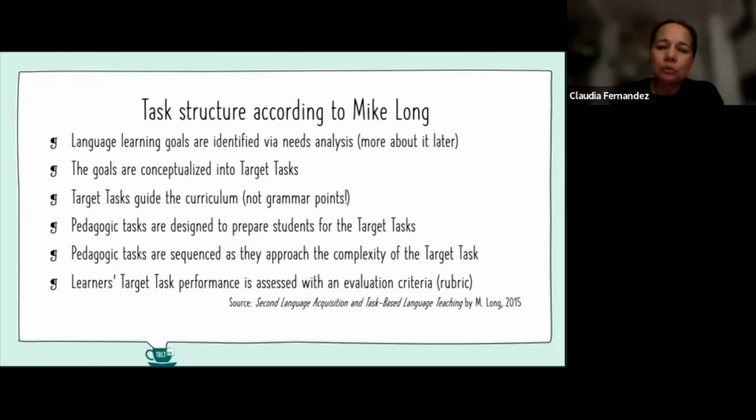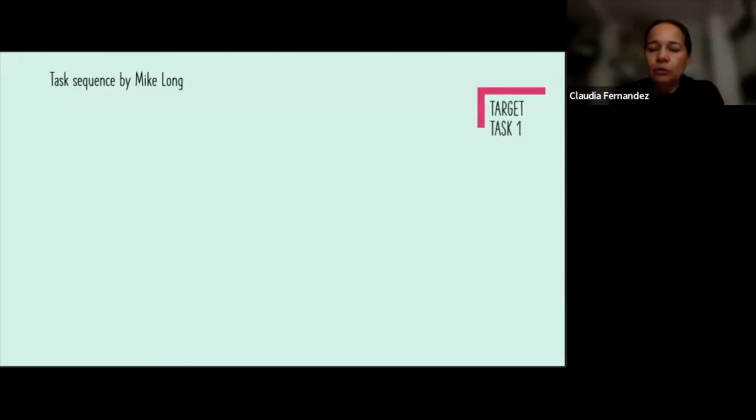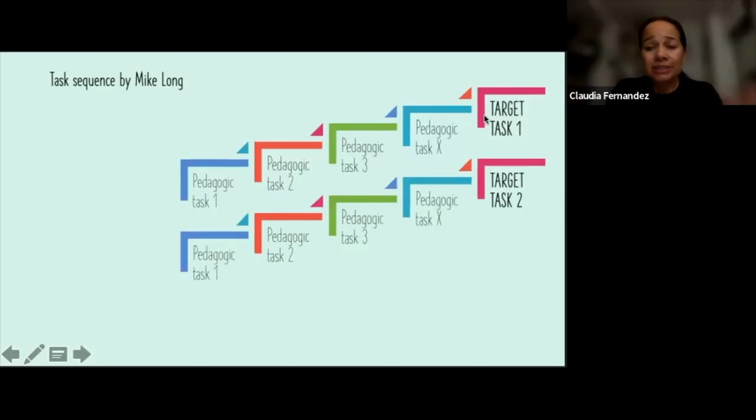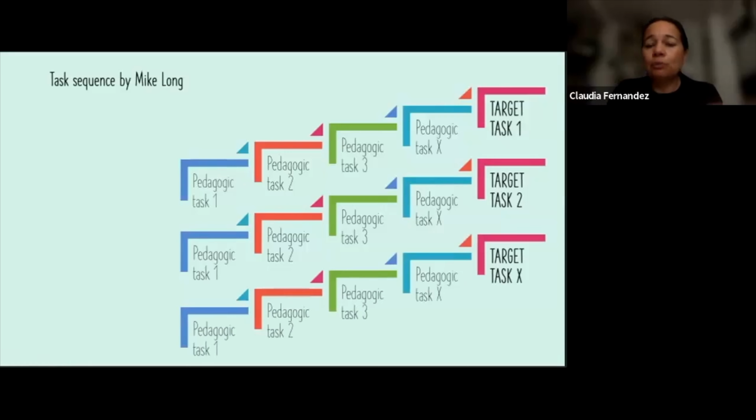So let's see how this looks. We start with the target task based on our analysis, and then you're going to see that there are a number of pedagogic tasks, depending on the target task, that are done by students and serve as stepping stones for the accomplishment of the target task. They go from less complex to more complex. And you can have several target tasks depending on what you found in the needs analysis in your program. For example, in my program, we have 5 target tasks per semester.